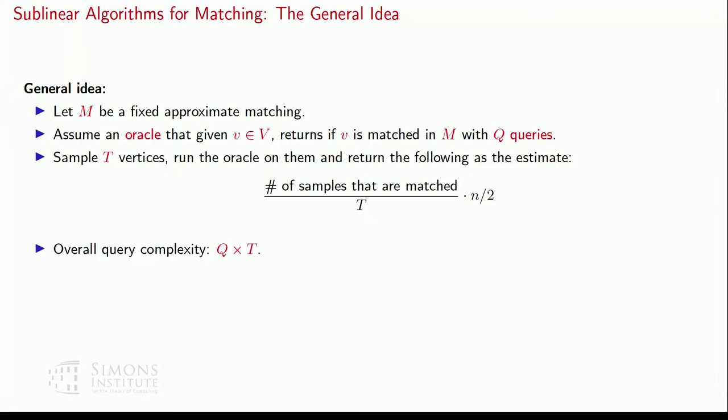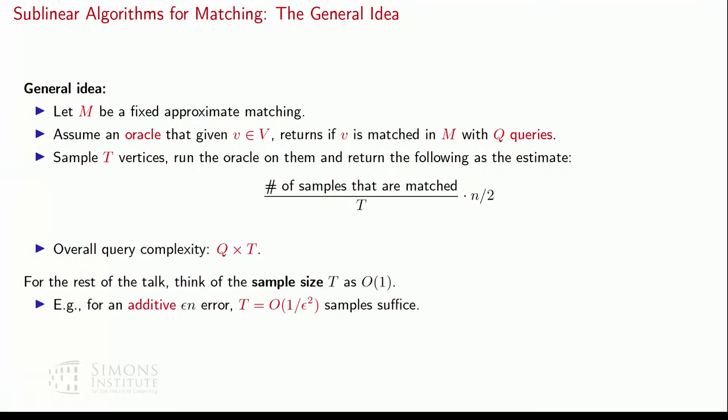Okay. So this general idea requires two parameters to be set. One is Q, the time that the oracle takes to answer a query, and the other is T, the number of samples. For now, assume that T is constant. In fact, if you're willing to pay an additive epsilon n error, you can set t to 1 over epsilon squared. And even if you do not want to pay an additive epsilon n error, you want multiplicative approximation, t would have to be slightly super constant, but it's still going to be small. Okay. So the main question really now, if t is small, is what is the value of q?